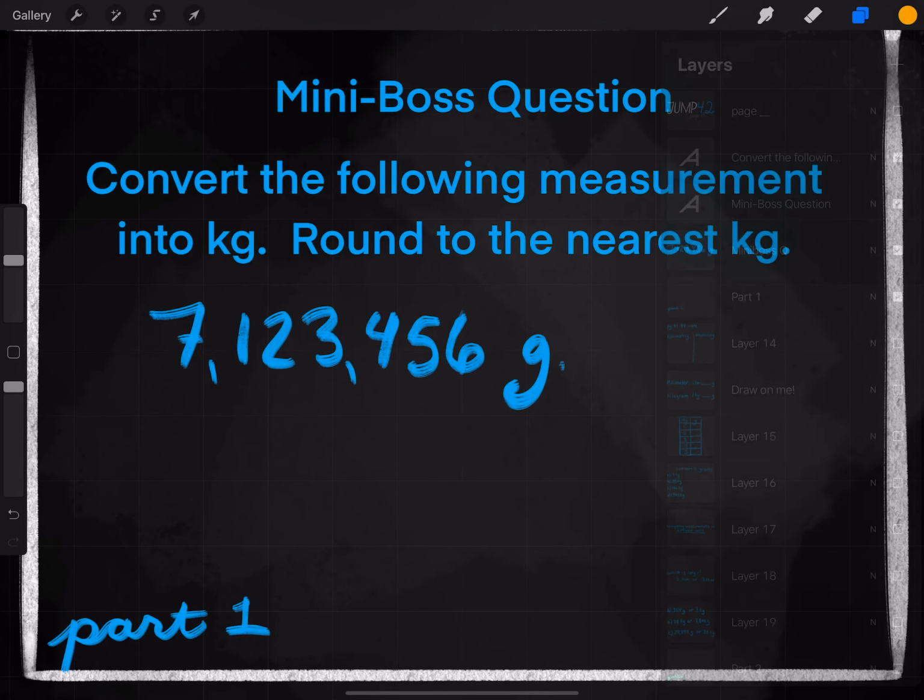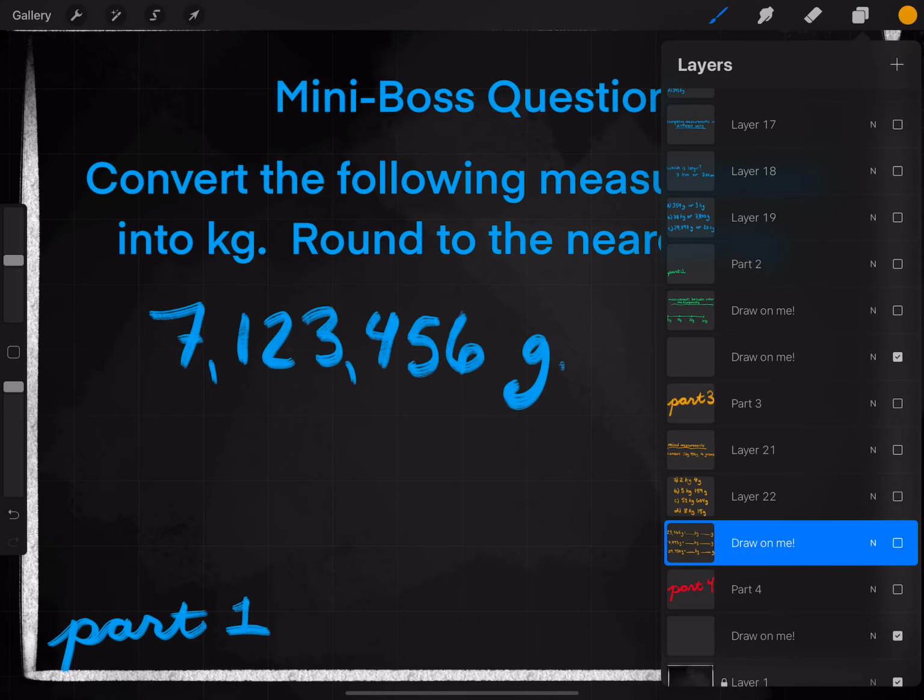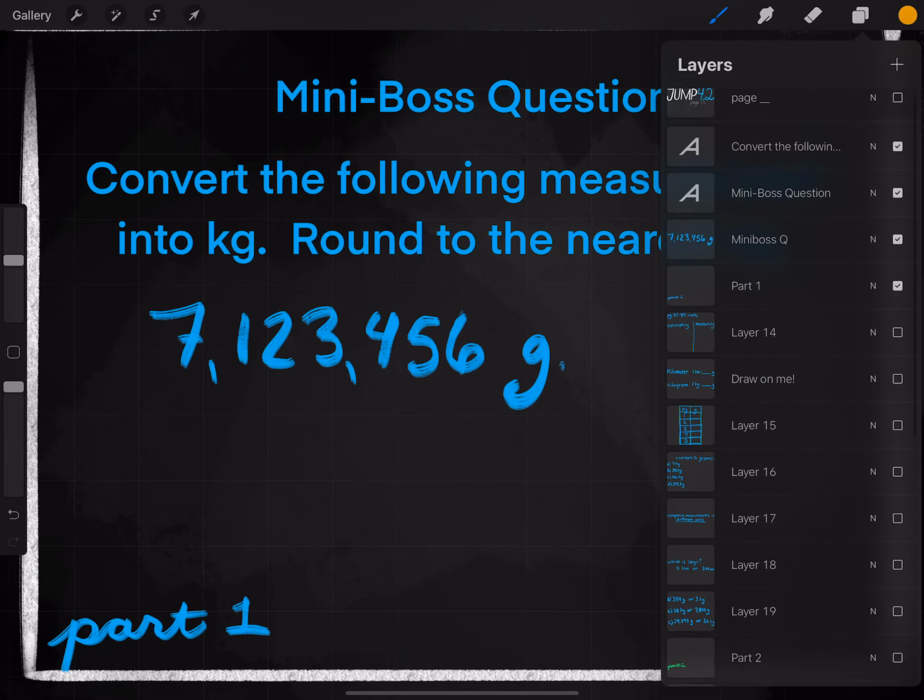Okay, here is our mini boss question. Convert the following measurement into kilograms and round it to the nearest kilogram. So right now, it's not in kilograms yet. If you'd like to pause the video and try this, that would be perfect. And then let's move on to our lesson.